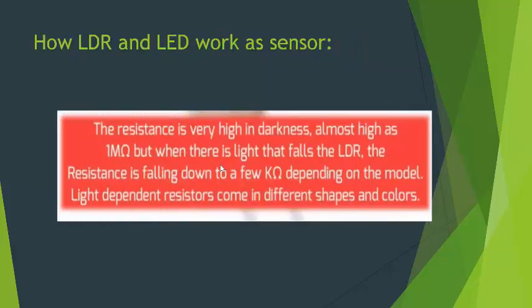Now how LDR and LED work as a sensor. The resistance is very high in darkness, almost as high as 1 megaohm. But when light falls on the LDR, the resistance falls down to a few kilo ohms, depending on the model. Light dependent resistors come in different shapes and colors also.